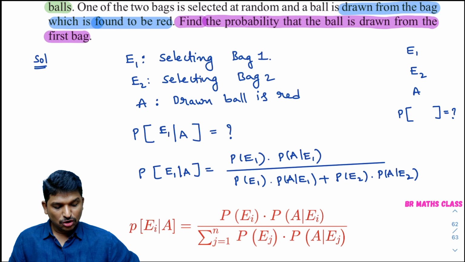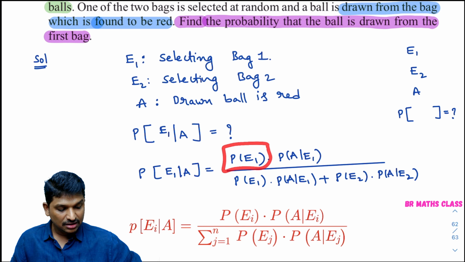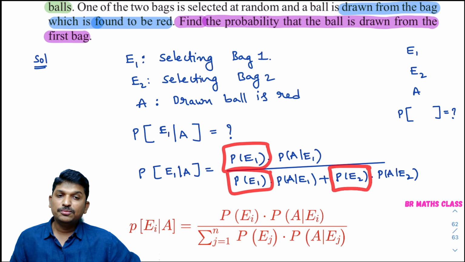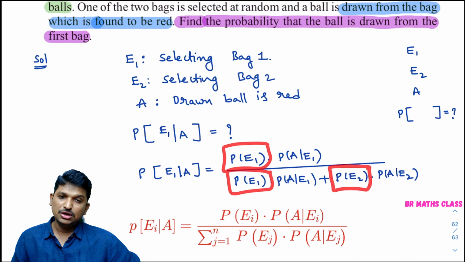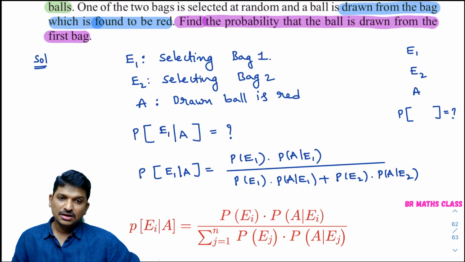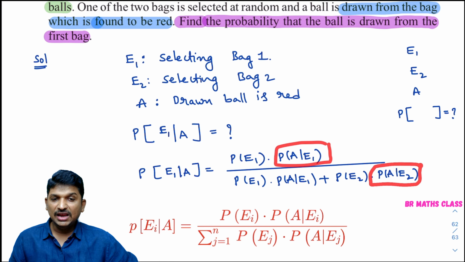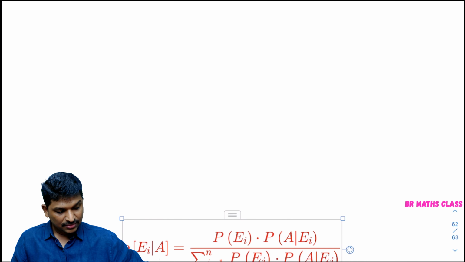To calculate probability of E1 by A, what things are needed? Probability of E1, probability of E2. So from the question we need to calculate what is probability of E1, what is probability of E2. Next, in this formula we need probability of A by E1, probability of A by E2 also. So we will calculate those things by reading the question. Okay, right?